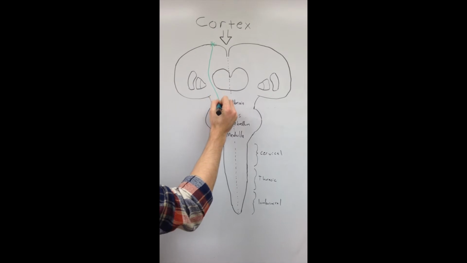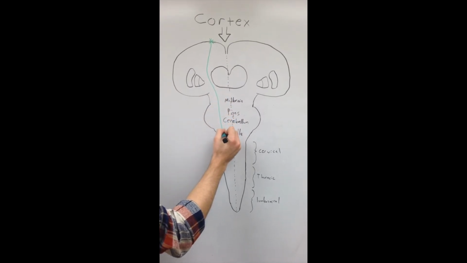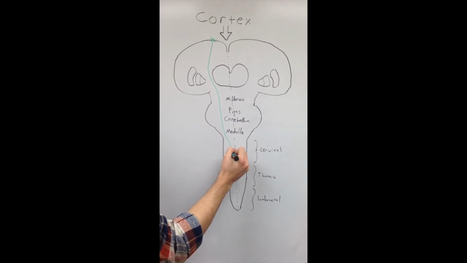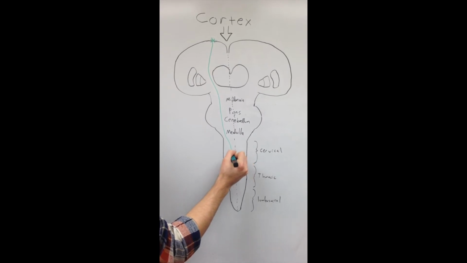It does not cross at the decussation like the lateral corticospinal. It ends in the cervical and upper thoracic cord and then crosses over in the cord to bilaterally control the axial and girdle muscles.